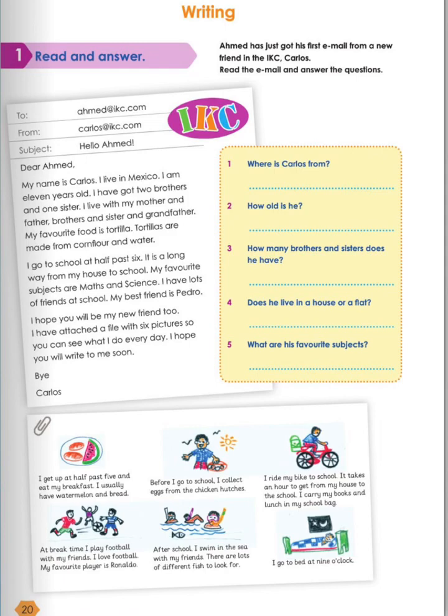Ahmed has just got his first email from a new friend in the IKC. His name is Carlos. Read the email and answer the questions. Let's read together. Dear Ahmed, my name is Carlos. I live in Mexico. I am 11 years old. I have got 2 brothers and 1 sister. I live with my mother and father, brothers and sister, and grandfather.